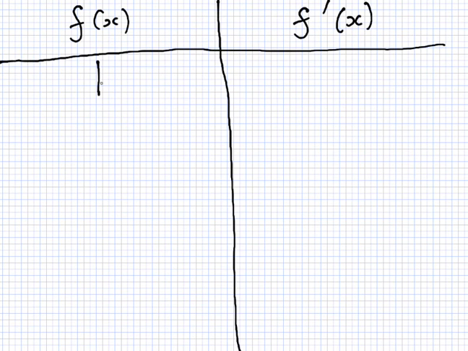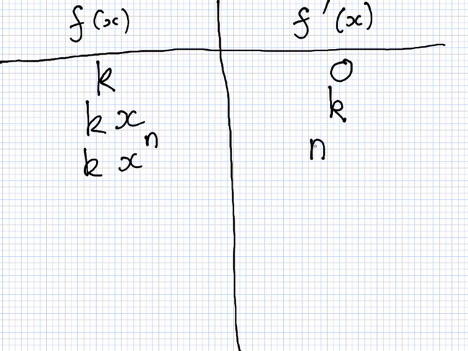Or I'll use a different symbol now just so you're familiar with the different symbols. If you have a constant, its derivative is 0. If you have a constant times x, its derivative or its slope, of course, is k. But I mean, you knew that already, its slope is k. If I had kxⁿ, you'd have n times k, x to the power n minus 1. Okay.